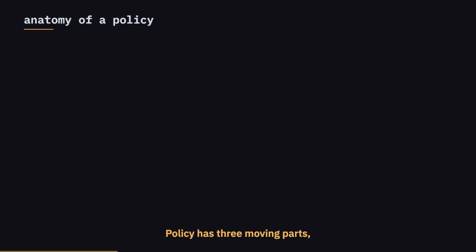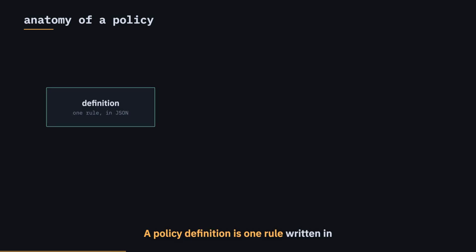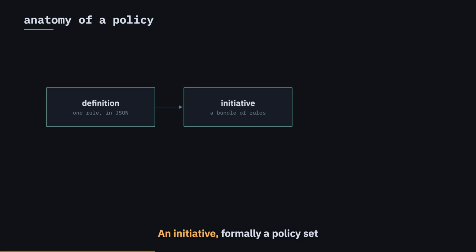Policy has three moving parts, and they slot into the tree you already know. A policy definition is one rule written in JSON, a condition to match, say, resource location is not in an approved list, and an effect to apply when it matches. Definitions take parameters, so one definition, allowed locations, can be reused with different lists in different places. An initiative, formerly a policy set definition, bundles related definitions into one package. Real compliance regimes are dozens of rules. Assigning them one at a time is misery, so you group them and assign the group.